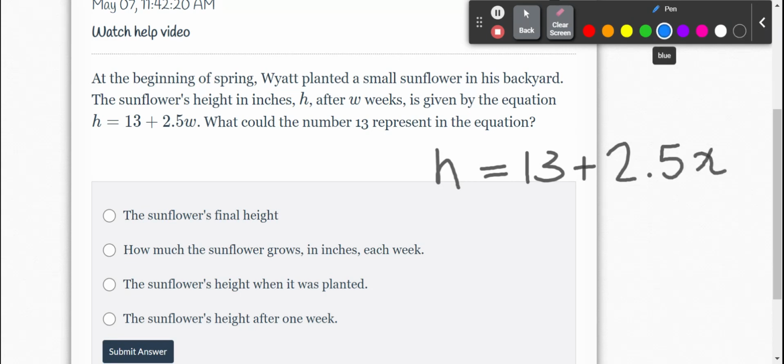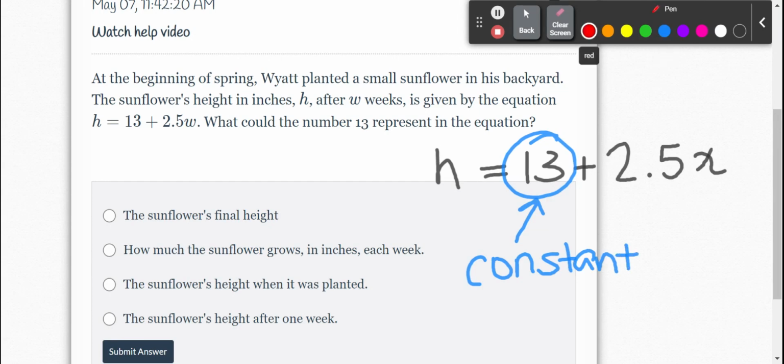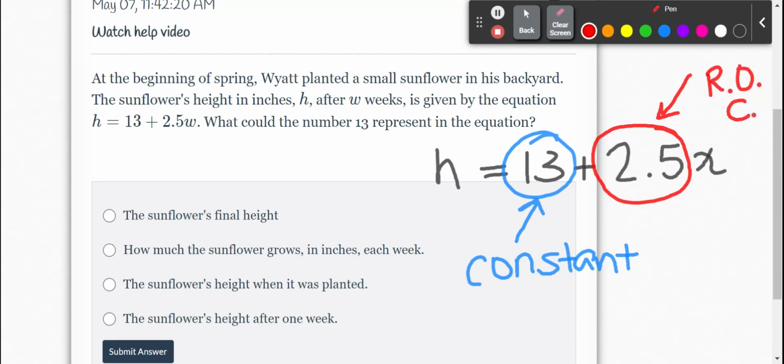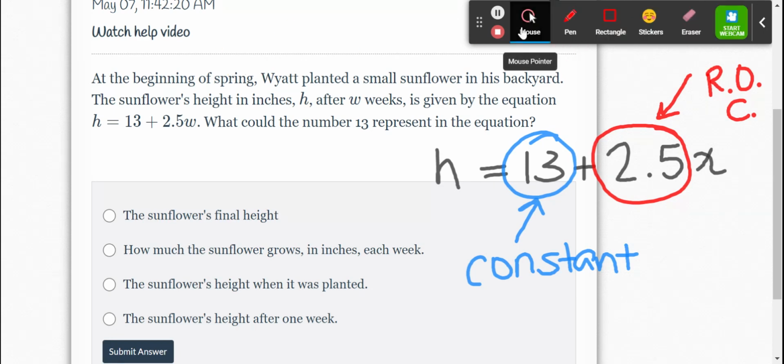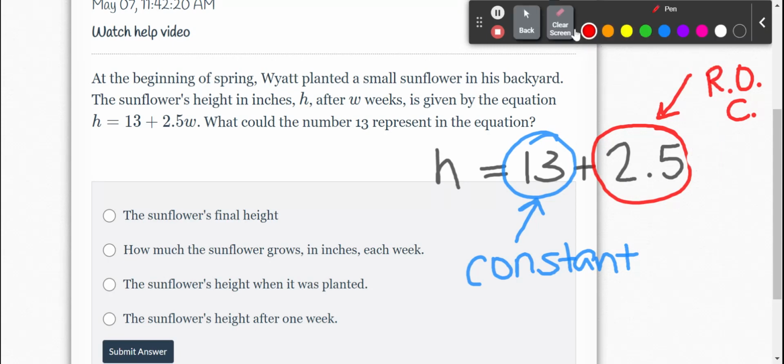Okay, so the number without the variable, that's our constant. So here it's going to be 13. So that's going to be our starting point for whatever we're talking about in this question. And then this 2.5 is our rate of change. So I'm going to just write ROC to kind of save some space here. So we're talking about a plant's height and how much it's growing over time. So that means that this 2.5 represents how much it's changing. Oh, I'm sorry, that shouldn't be an X. That should be a W. I didn't read it right, so make sure you read it right.